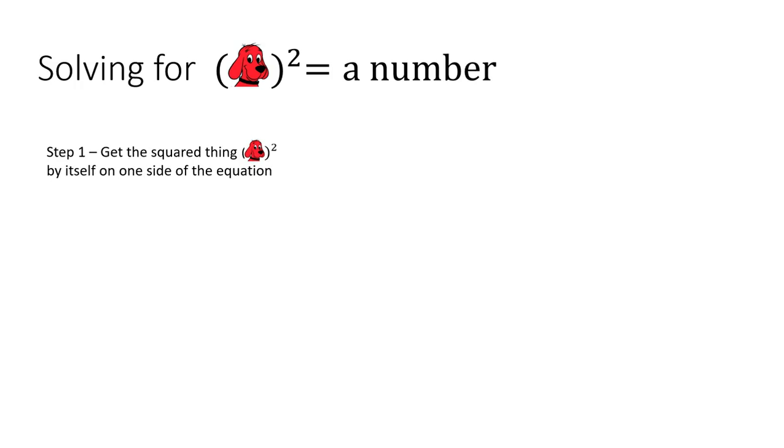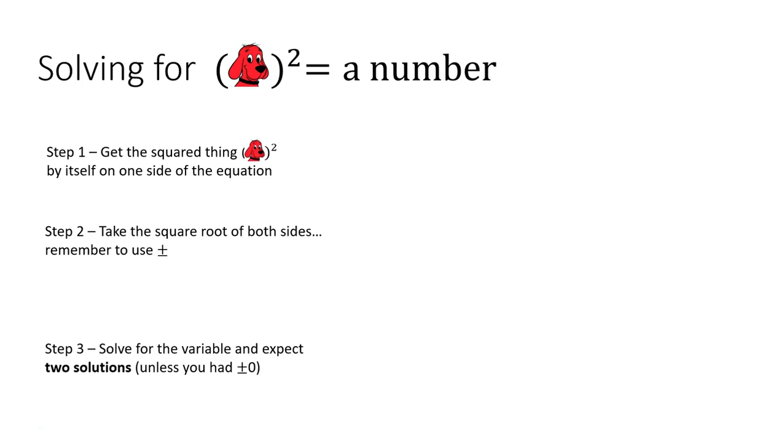Here are the steps we'll want to follow. Get the squared thing by itself on one side of the equation. Then we'll take the square root of both sides, remembering to use plus or minus. And then solve for the variable and expect two solutions, unless we get plus or minus 0, then there will only be one solution.